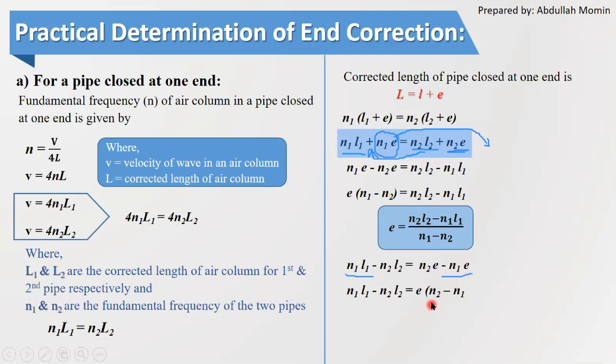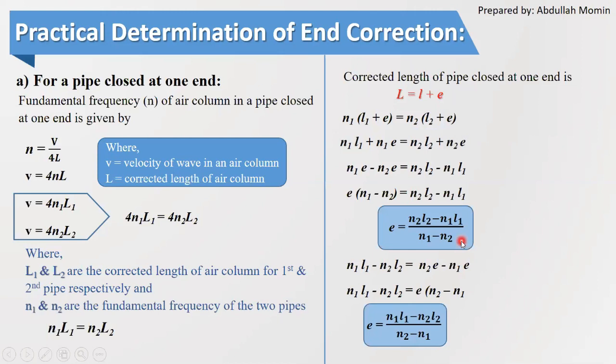Now this bracketed term N2 minus N1 is in multiplication. It goes to the other side of the equation and becomes division. So now the formula of E can be written as N1 L1 minus N2 L2 divided by N2 minus N1. So now this is the formula of end correction.